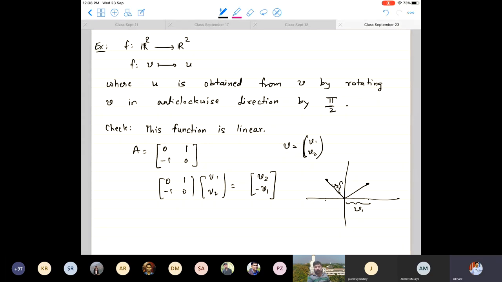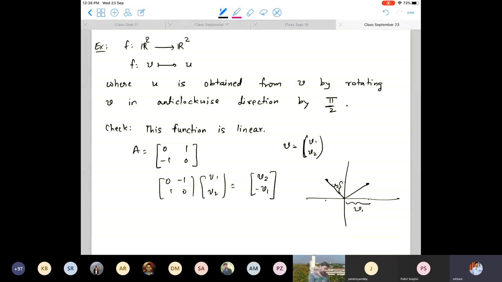Divyam, is that matching to what you are trying to say? Yes, yes, sir. So the first column should be 0, 1 and the second should be minus 1, 0. Then you will get what you really want. So you will get the vector by rotation of 90 degrees in anti-clockwise direction.